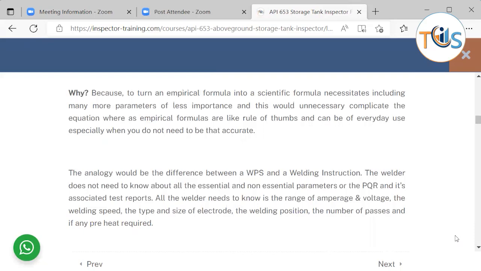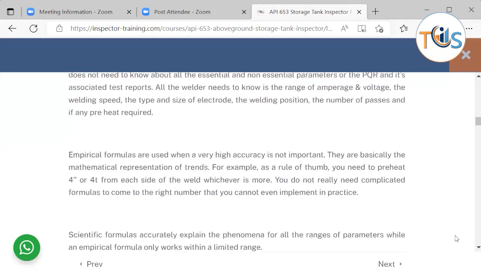The analogy would be, for example, like a WPS and a welding instruction. So the welder does not need to know about all the essential, non-essential parameters, and also the welder does not need to know about the PQR and its associated test reports. So it would be the same way as with the recommended practice here.